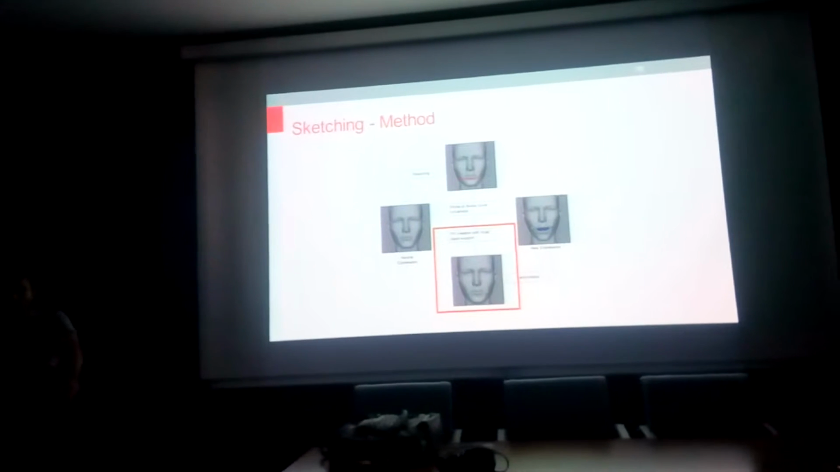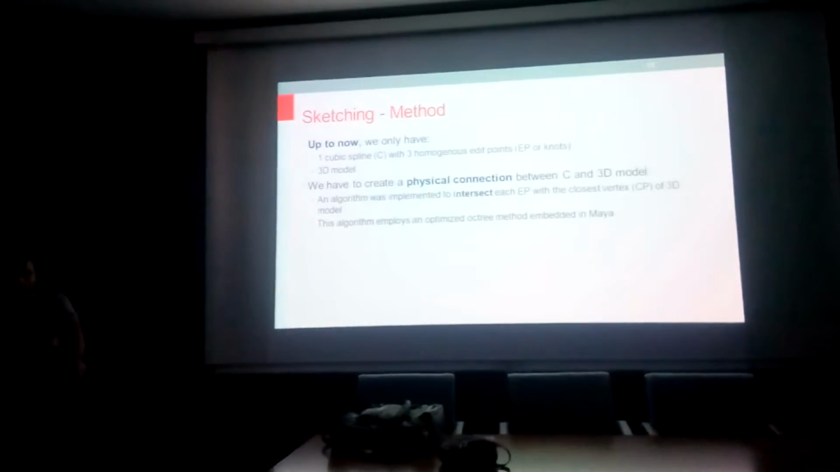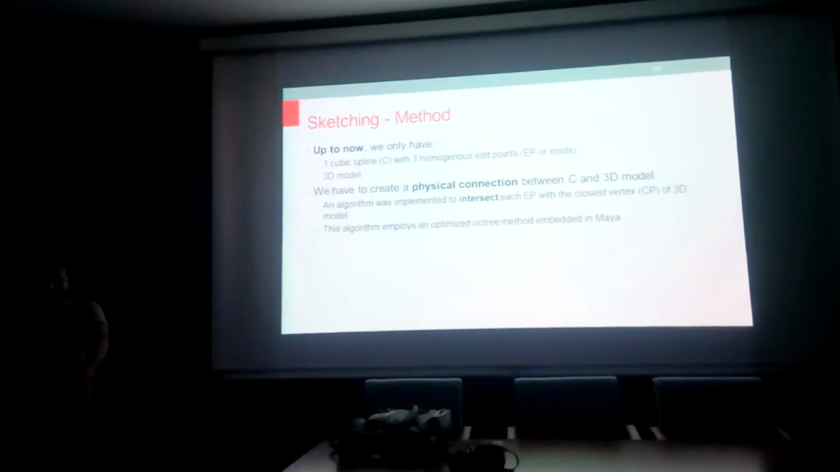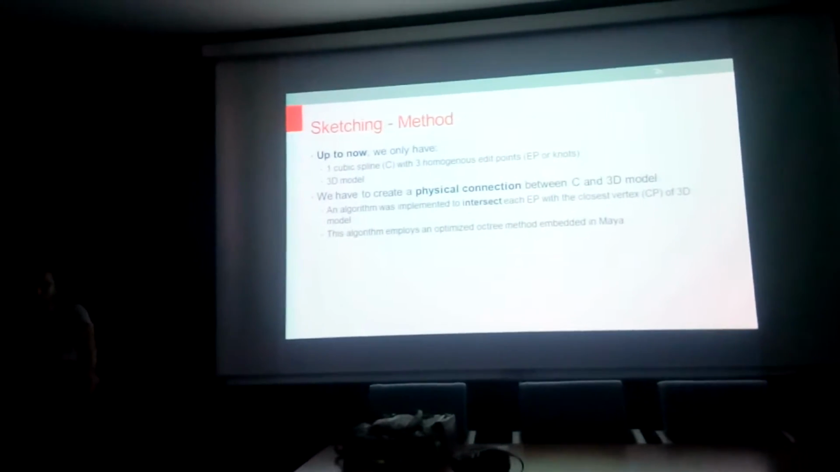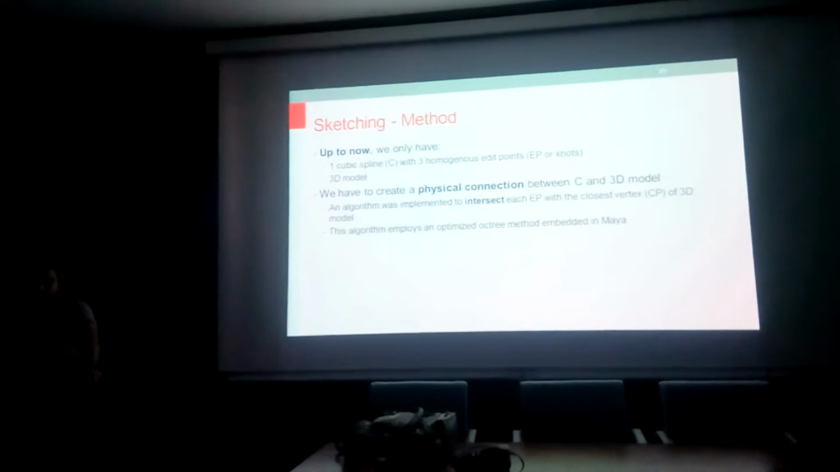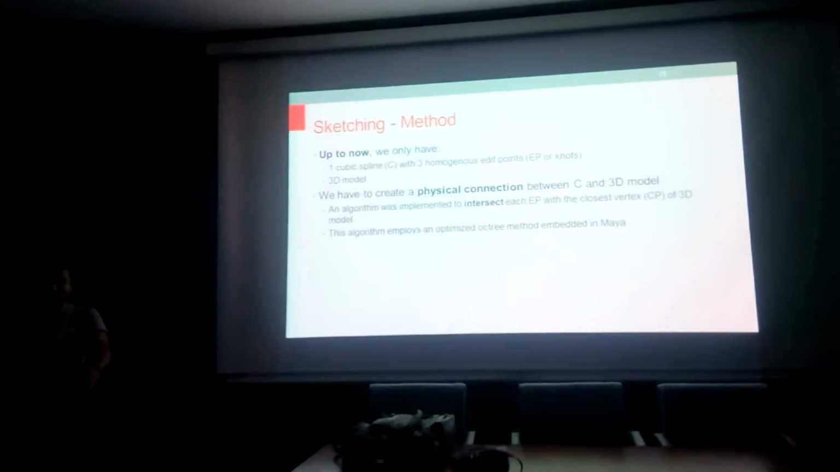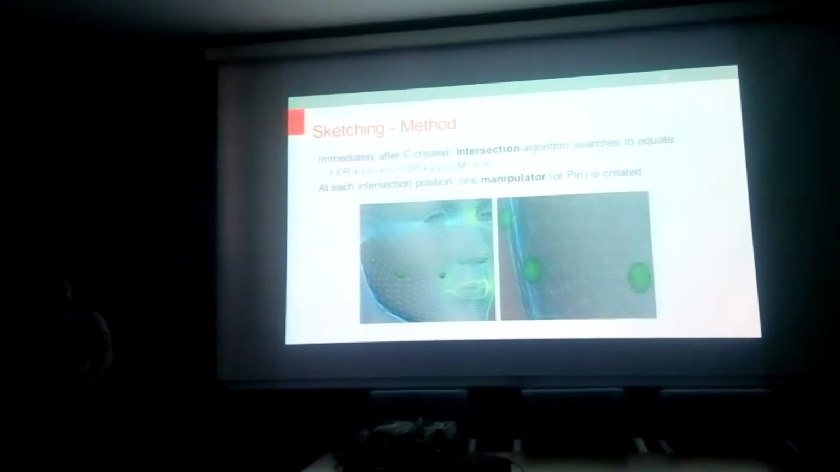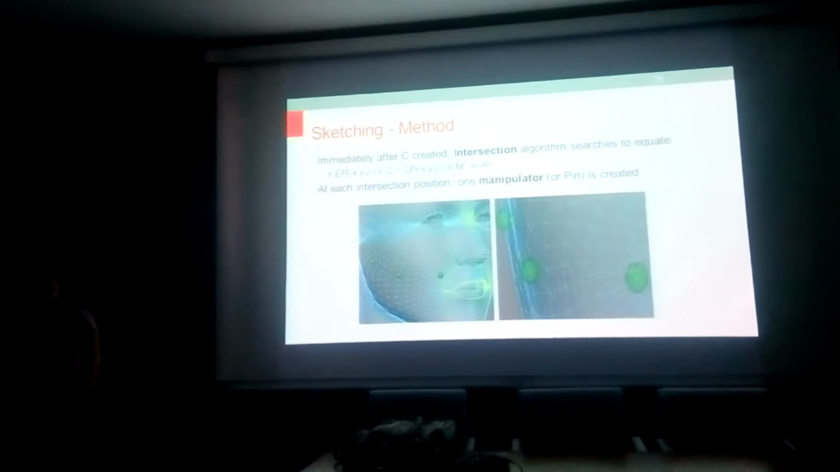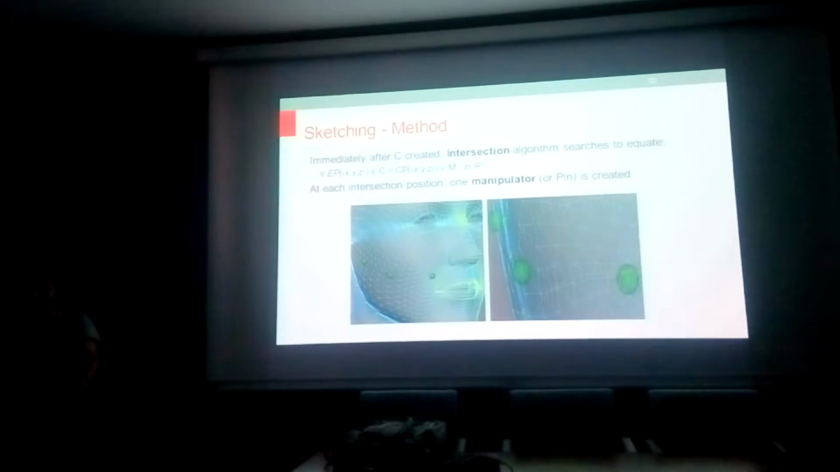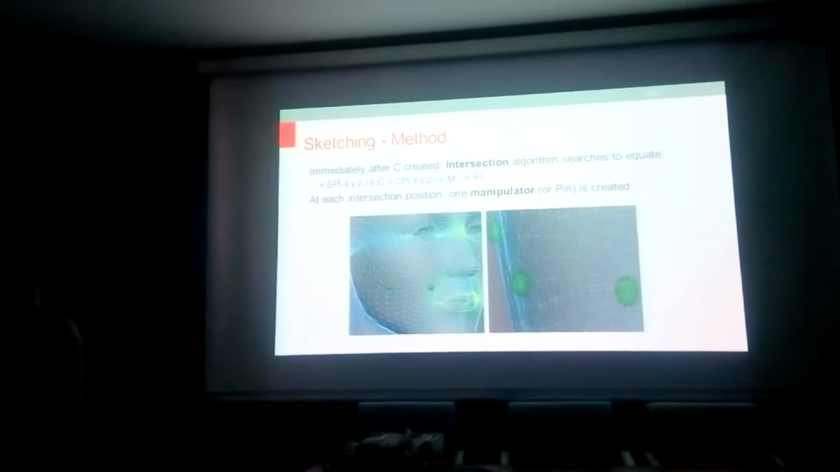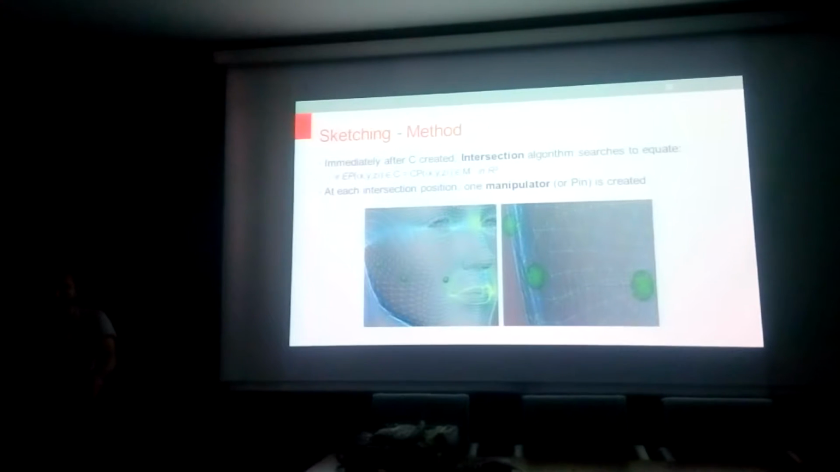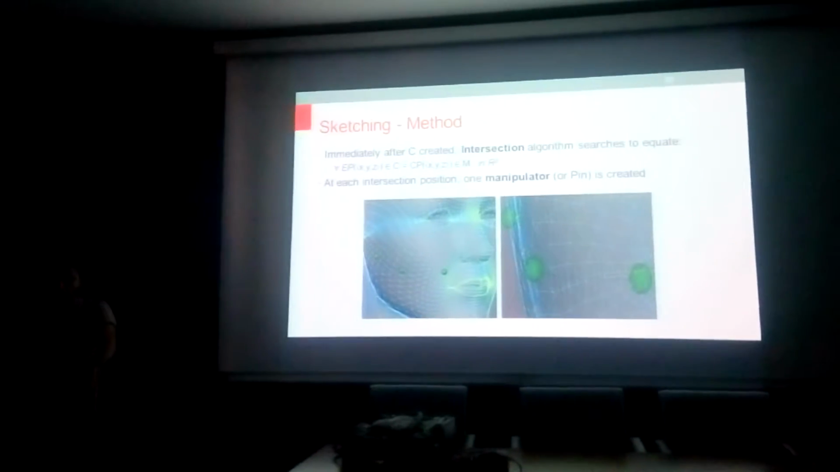After creating the curve on the model, now it's time for pin creation. Up to now, we have one curve with three nodes and the model. Therefore, we have to create a physical connection between the curve and the model. I developed an algorithm to intersect the nodes with the closest points of the 3D model, and this algorithm employs a MeshIntersect method. According to the algorithm, immediately after the curve is created, it searches to equate the nodes of the curve to the closest points of the model, and at each intersection position, one pin is created.